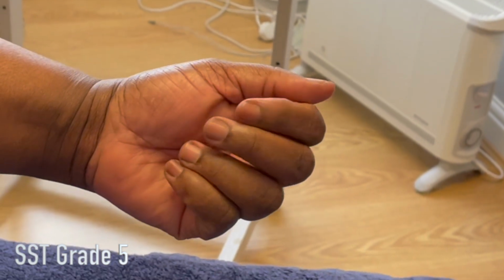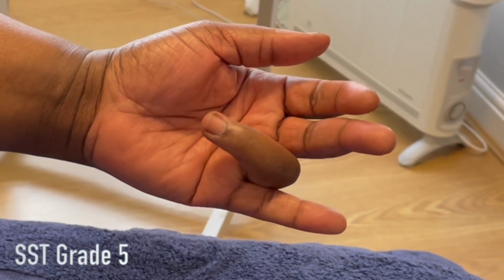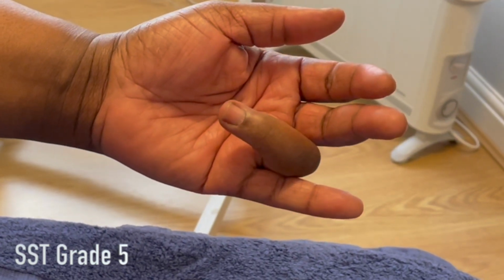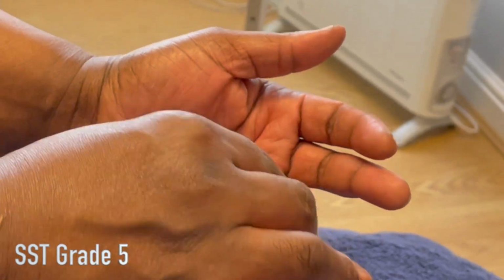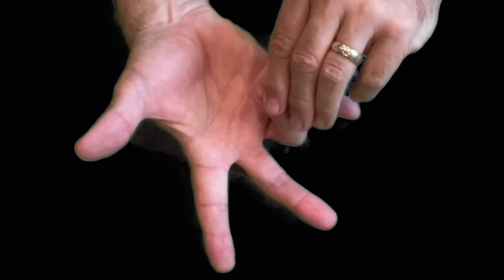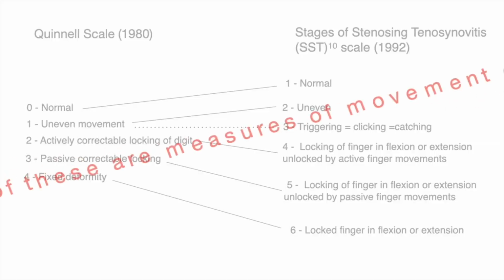In grade 5, we can see that the locking cannot be actively overcome and has to be unlocked using the other hand. Stage 6 is simulated here, as people with this level of severity always require surgery, and I never see people with this level of severity in my clinic. Although these measures are said to describe severity of trigger finger, it might be more accurate to describe them as scales of finger movement quality.